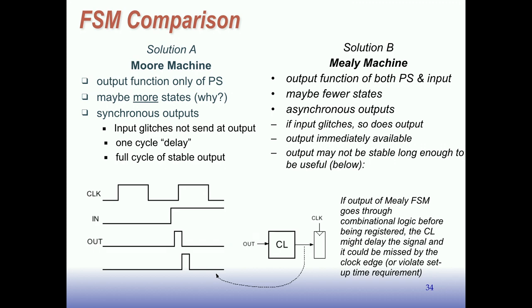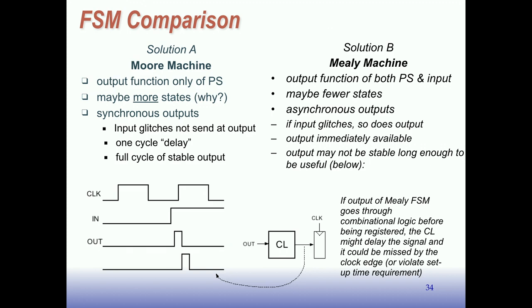And then in the Moore machine here, in this example, we got a full cycle of stable output. In the Mealy machine, the output may not be stable long enough to be useful to you, right? Because if the input changes right before the clock edge, you're going to get just a narrow pulse there. The output will be 1 just for a short amount of time, because then when the clock edge comes, we're going to go to another state, and that's going to reset the output, right?